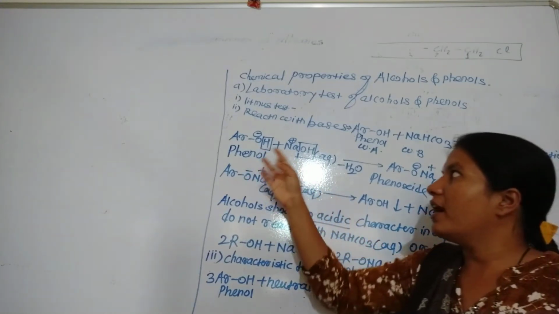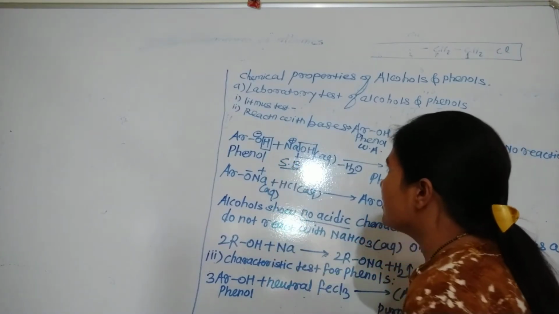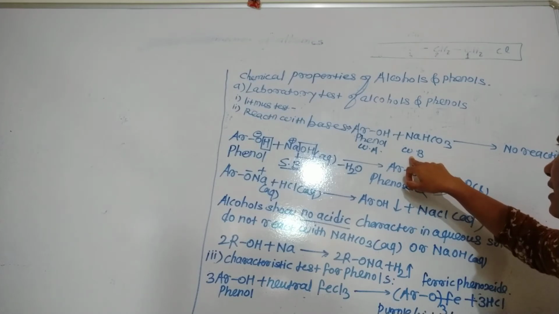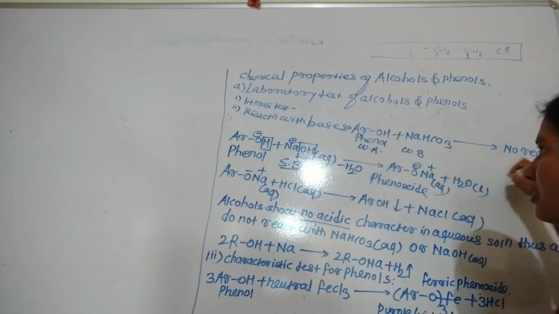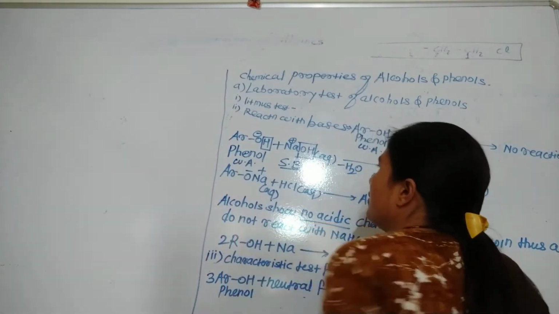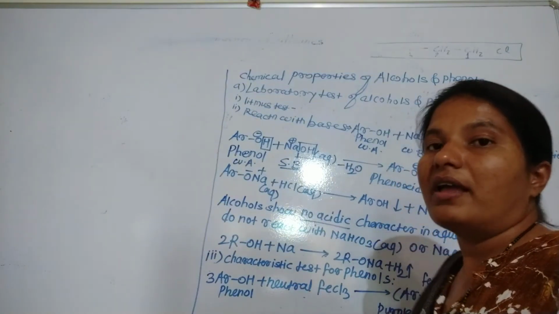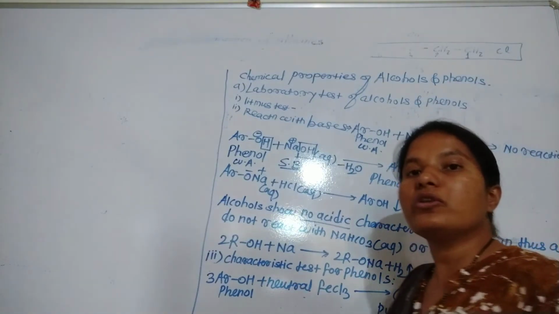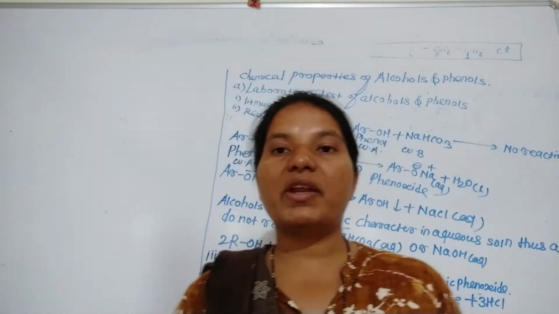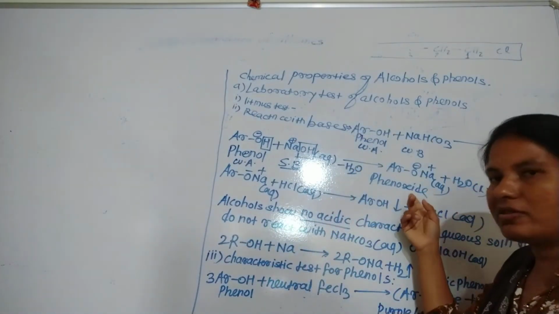When phenol reacts with a strong base, NaOH is a strong base, that's why a reaction takes place. Sodium bicarbonate is a weak base, that's why there is no reaction, but phenol is a weak acid and NaOH is a strong base, so the phenoxide ion is formed. This phenoxide ion is stabilized by delocalization of the pi electrons present in the benzene ring, giving maximum stability.